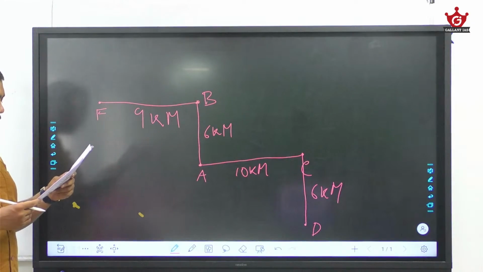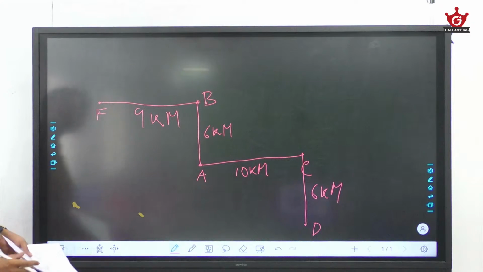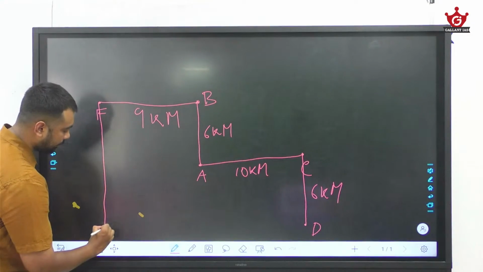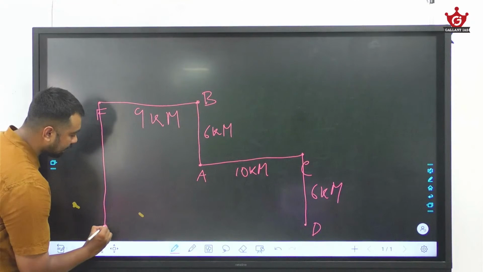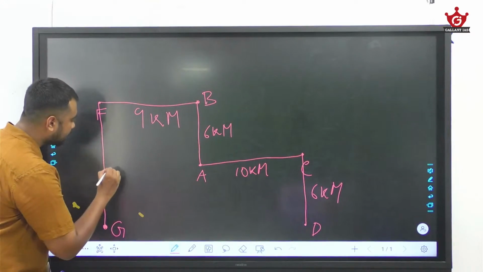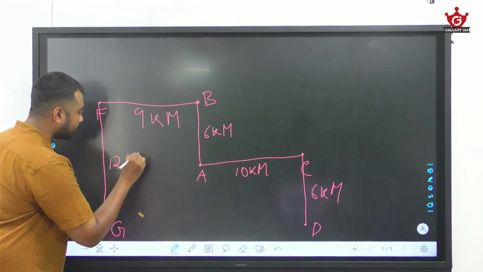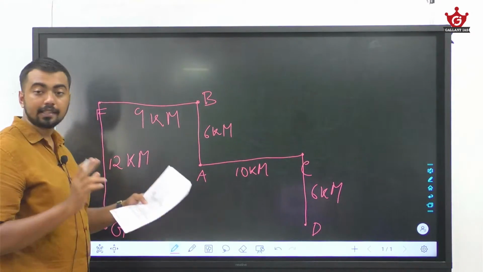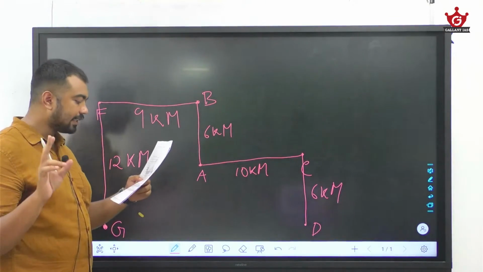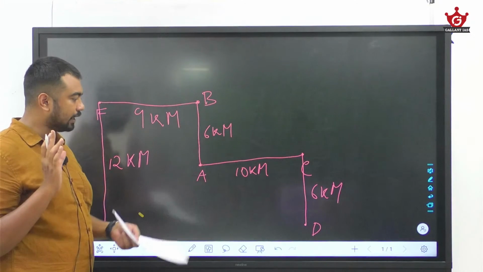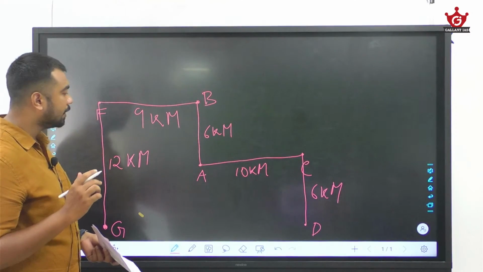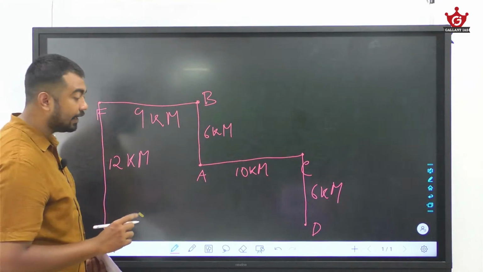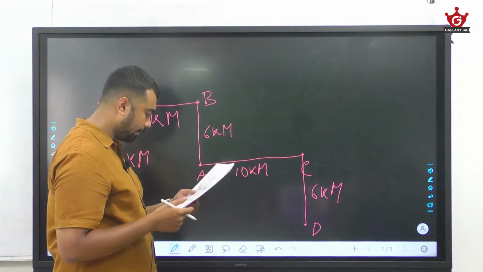F is also 12 kilometer north of G. So this is G and it's 12 kilometer. A person travels from D to F through these roads.